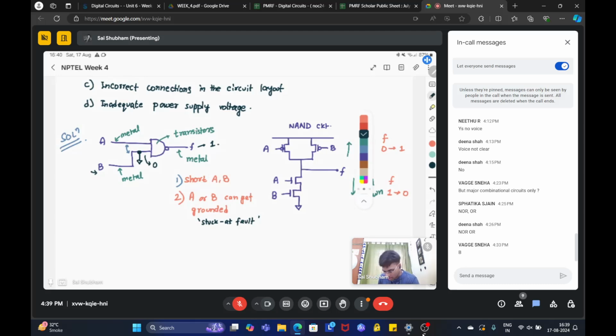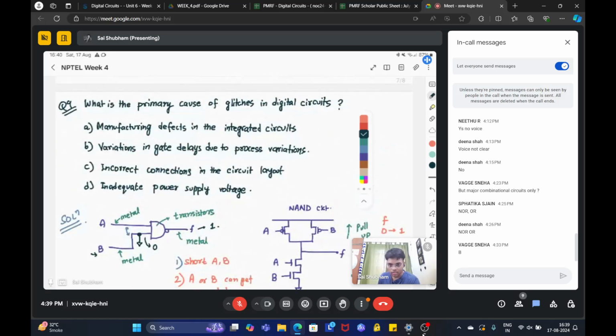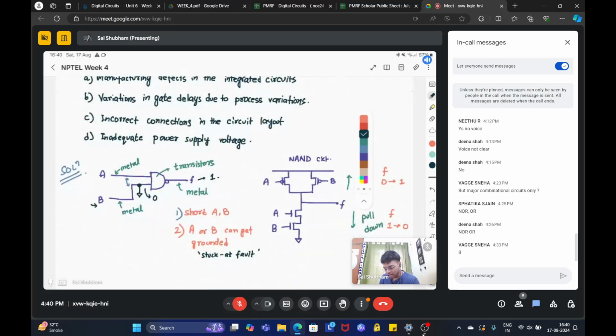But these are not the reasons for the glitch. As we discussed earlier, a glitch is when a false output comes for a very short period of time, which is not actually desired. That happens during transition. So these are different manufacturing defects which look kind of permanent, and these are not responsible for small glitches that happen due to transition. Fine. So option A is not relevant.